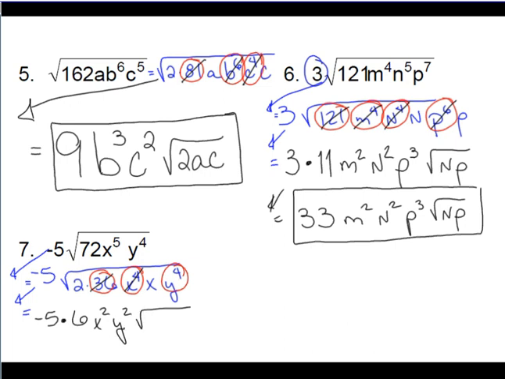I do have stuff left inside the radical. I have 2, and I have x. I now have to multiply. So my final answer would be negative 30 x squared, y squared, times the square root of 2x.